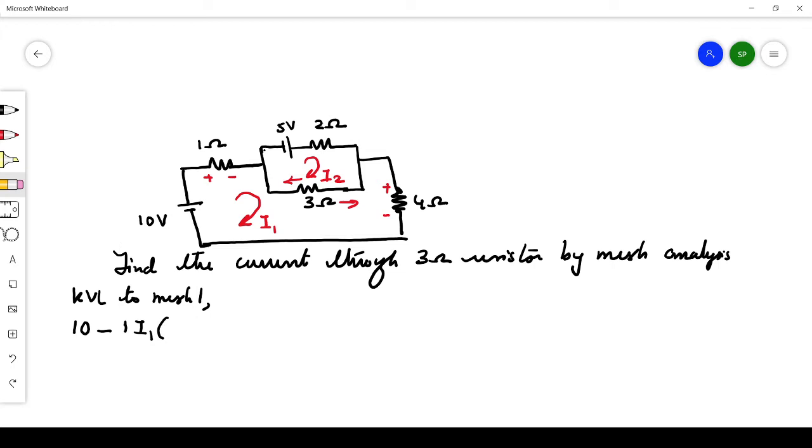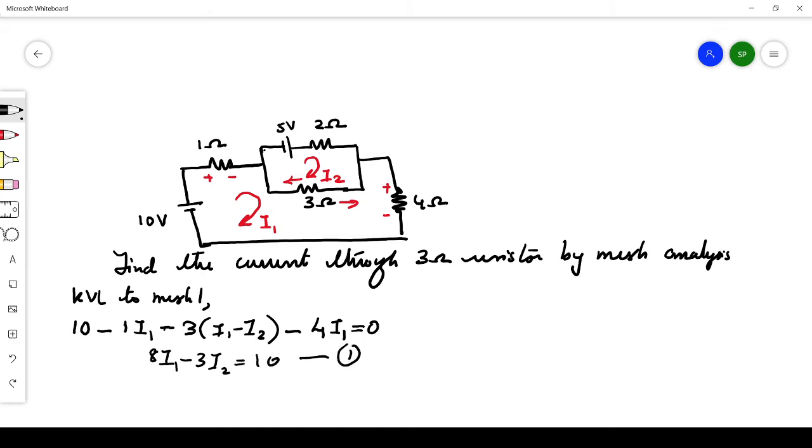So we're writing minus 3 into (I1 minus I2), then minus, which resistor is remaining in this mesh? The 4 ohm. The current flowing through this 4 ohm is I1, so the voltage drop across the 4 ohm resistor will be 4I1, that is equal to 0. Now when you simplify this equation, you will get 8I1 minus 3I2 is equal to 10. So this is our equation number 1.